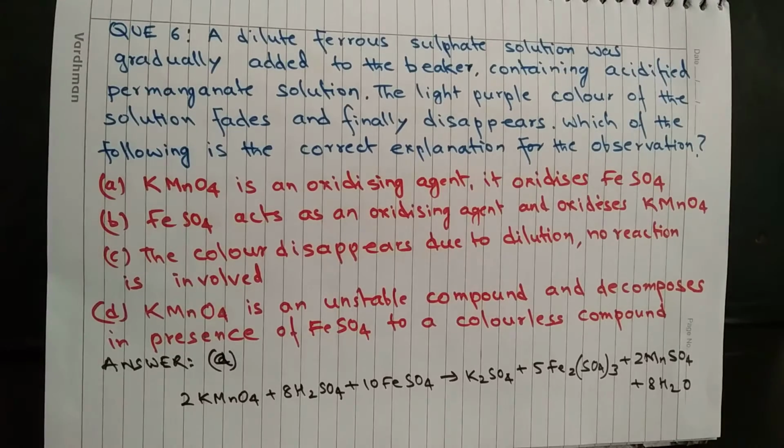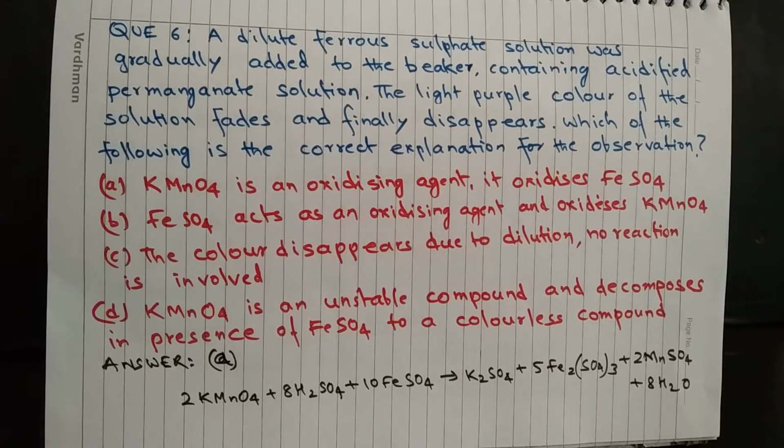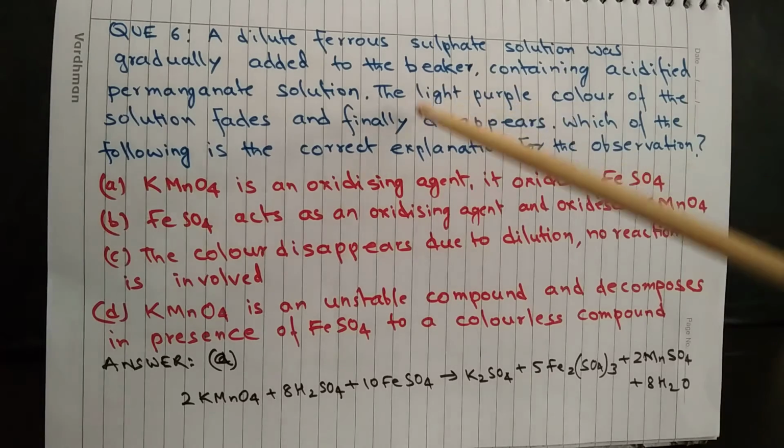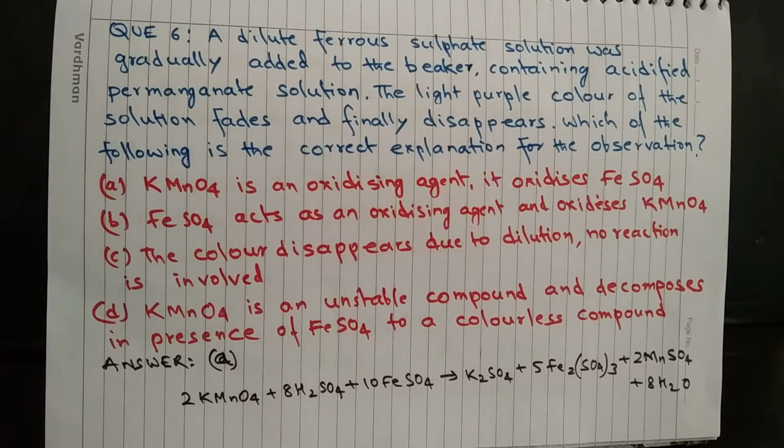Question 6. A dilute ferrous sulfate solution was gradually added to the beaker containing acidified permanganate solution. The light purple color of the solution fades and finally disappears. Which of the following is the correct explanation for the observation?